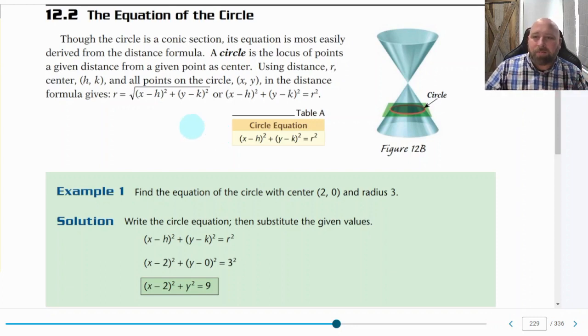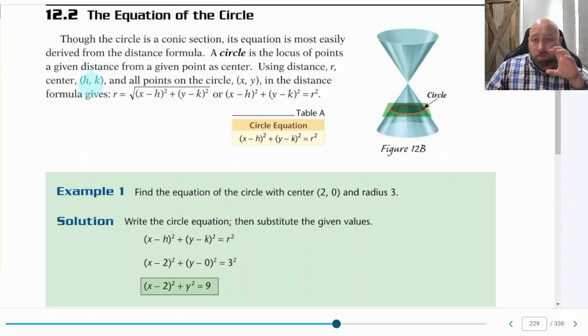But that standard form of the circle does fit into the standard form of the conic section, which we already talked about. So here it is. When you use distance with r being the radius, and the center is (h, k). So what does that mean? Well, h is going to be your x point and k is going to be your y point. This is just the center of the circle.